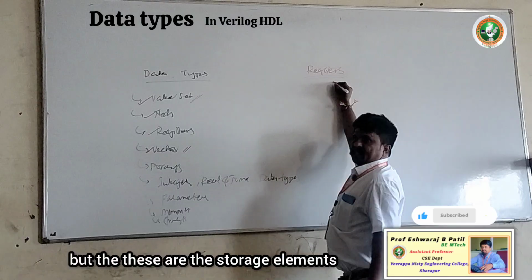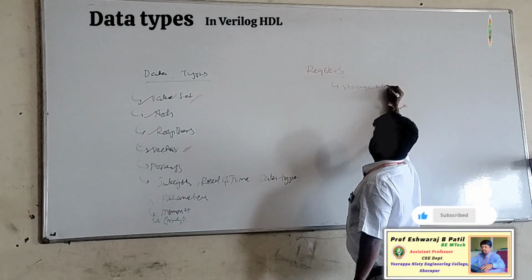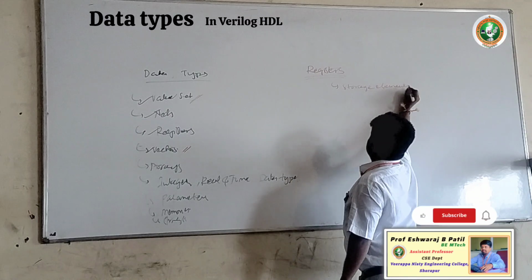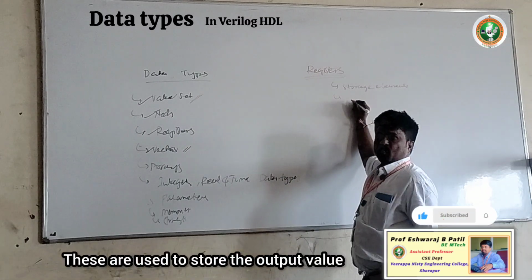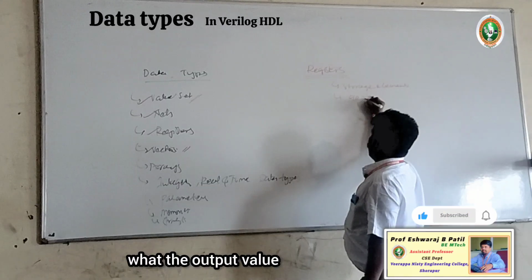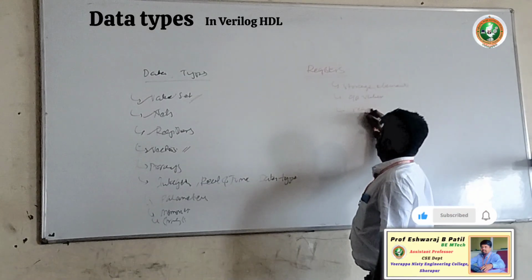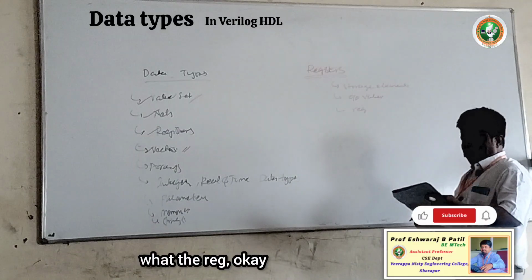Registers are nothing but the storage elements. These are used to store the output value. Okay. The keyword for the register is REG.